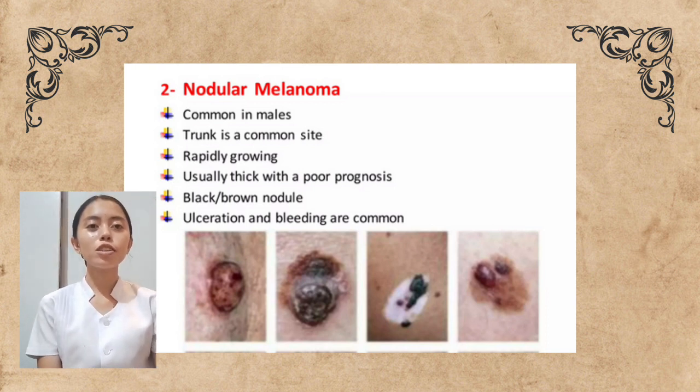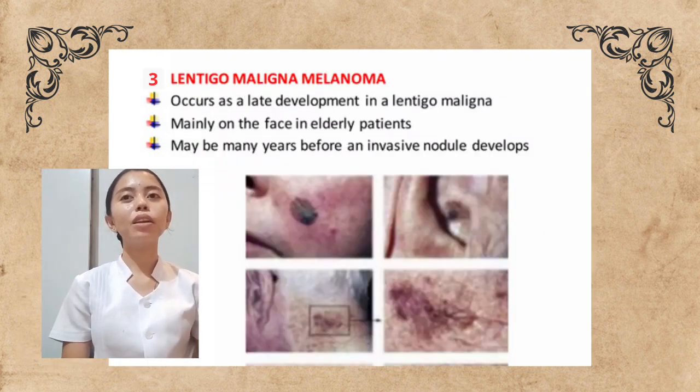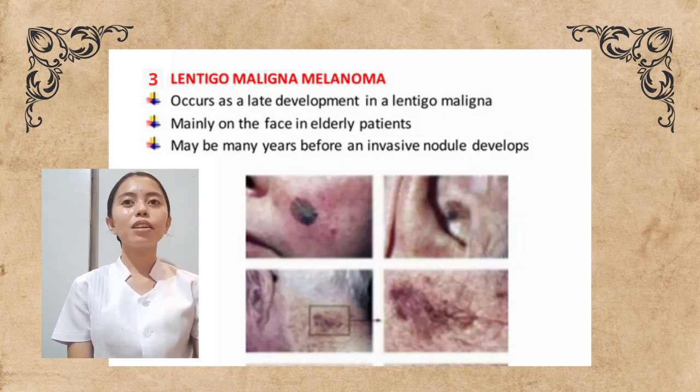So, there are pictures showing the appearance of nodular melanoma. Okay, so the third type of malignant melanoma is the lentigo-maligna melanoma. It occurs as a late development in a lentigo maligna, mainly on the face in elderly patients. So, it is more common in the elderly. Maybe many years before an invasive nodule develops. So, that is the appearance of lentigo-maligna melanoma.